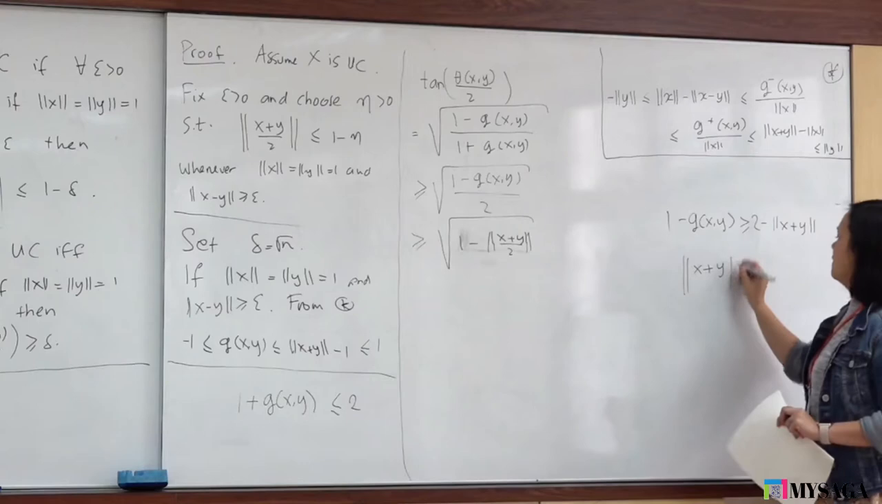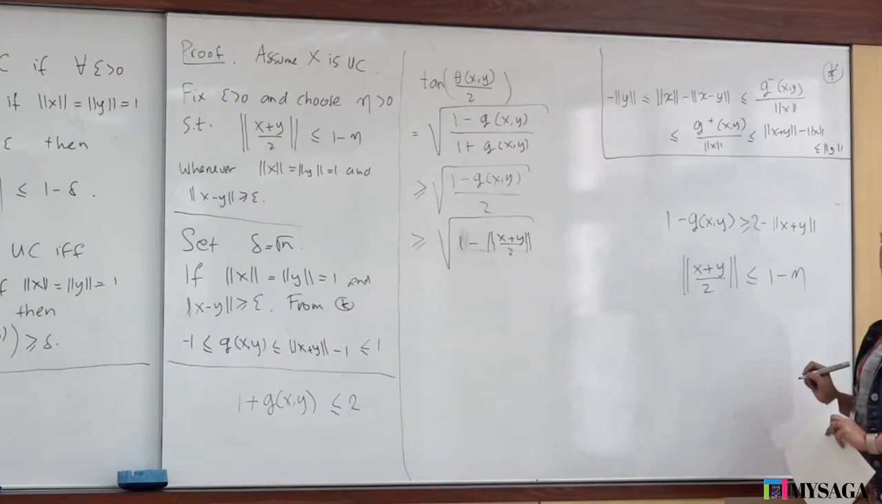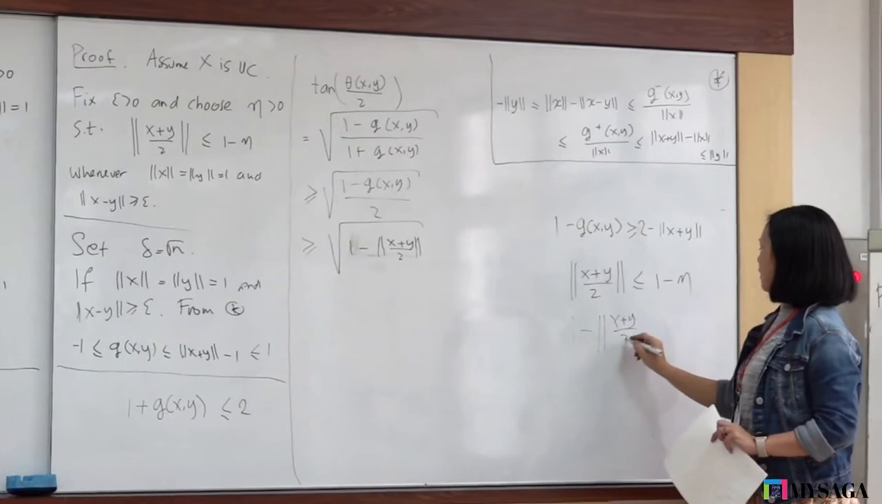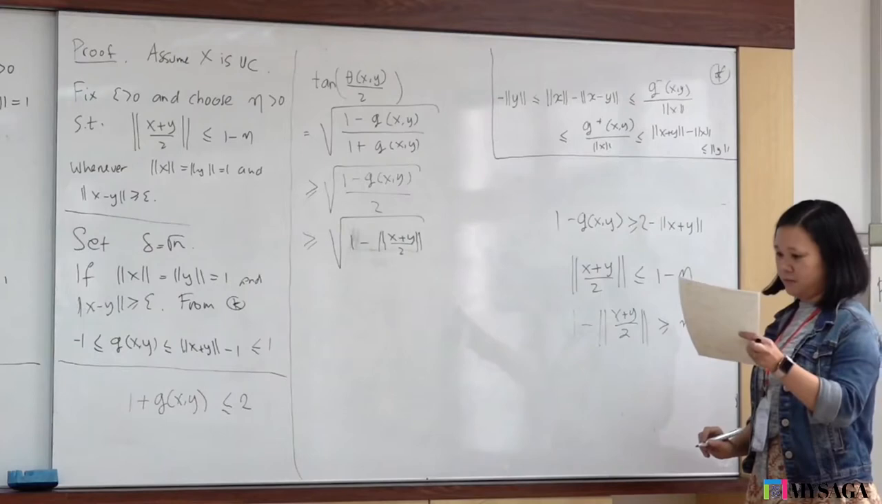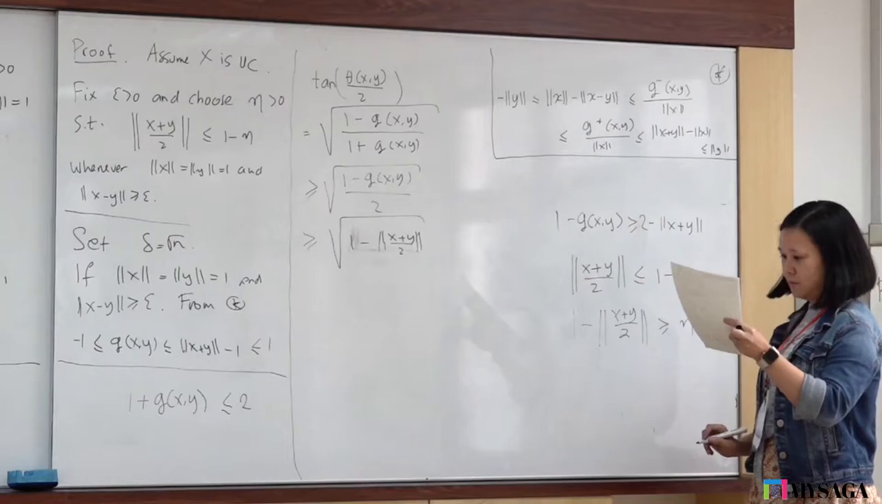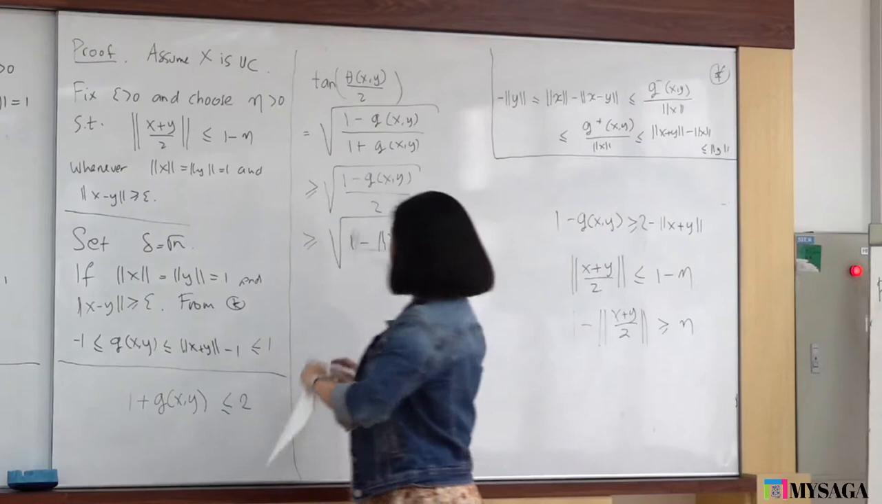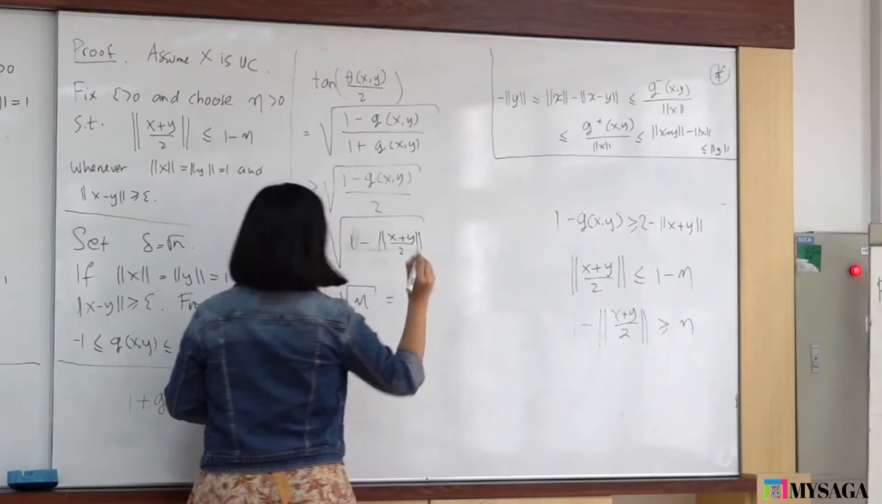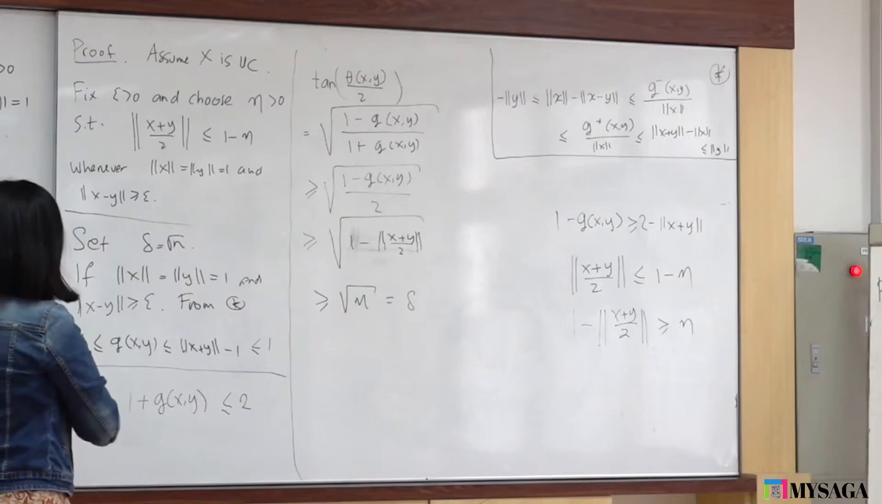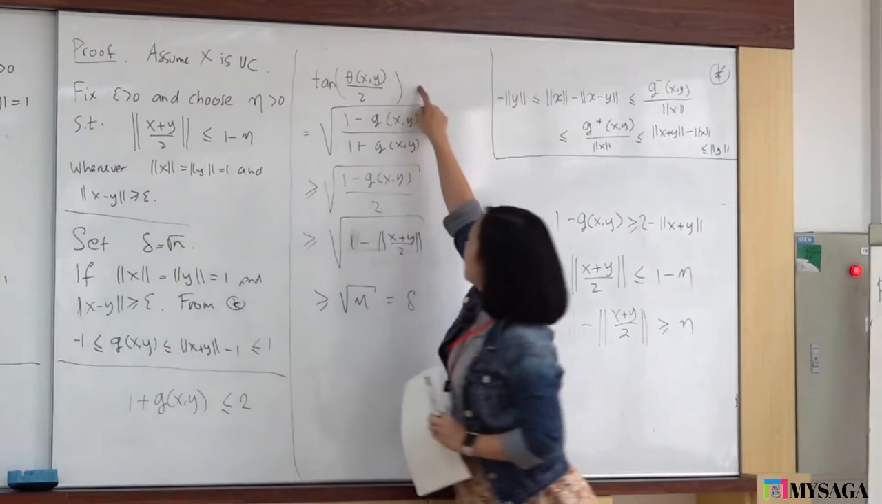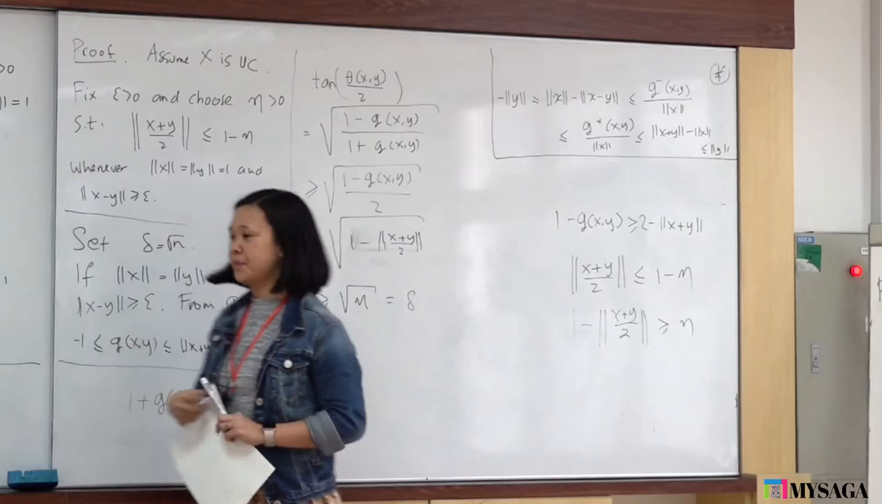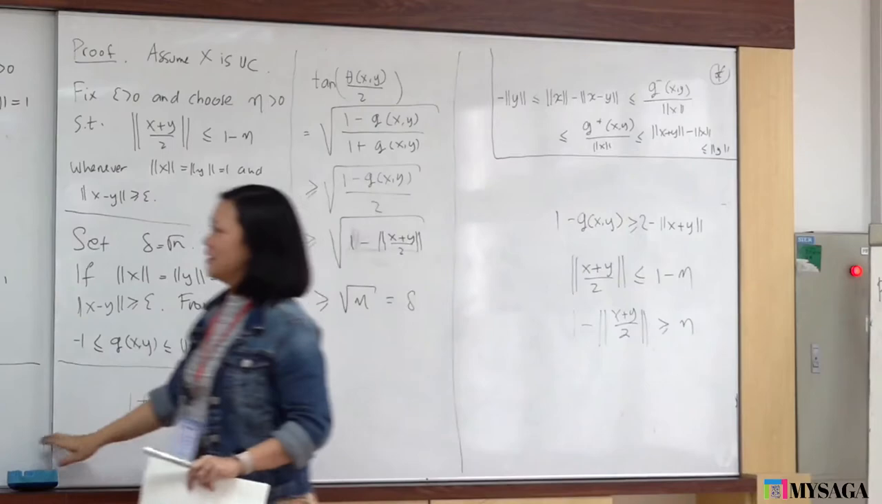Okay, that is what? Norm x plus norm y divided by 2 is less than or equal to 1 minus eta, or if I move, 1 minus norm x plus norm y divided by 2 will be greater or equal to eta. Is that what I want? Yes. Right? So this will be greater or equal to root eta. And this is my delta that I said to you. So what did we just prove? We have this, and tangent of theta x, y over 2 is greater or equal to delta, as required. There is this delta. Okay. One side of the equivalence though. I don't need this anymore.